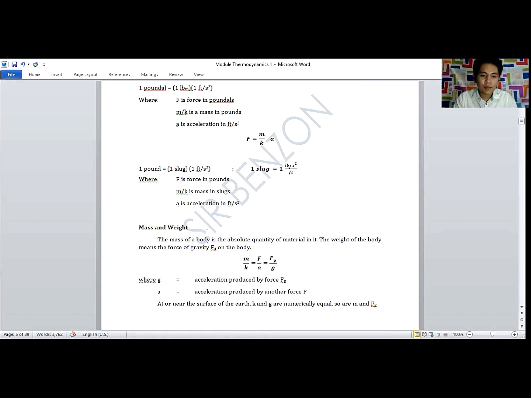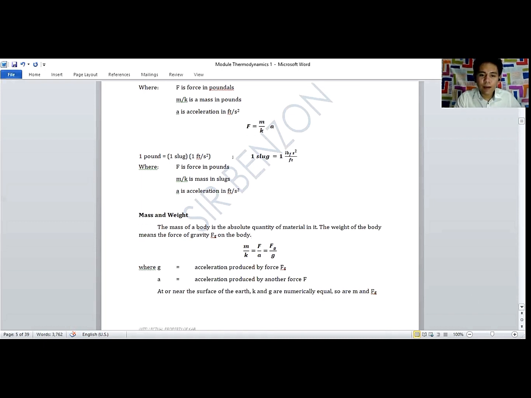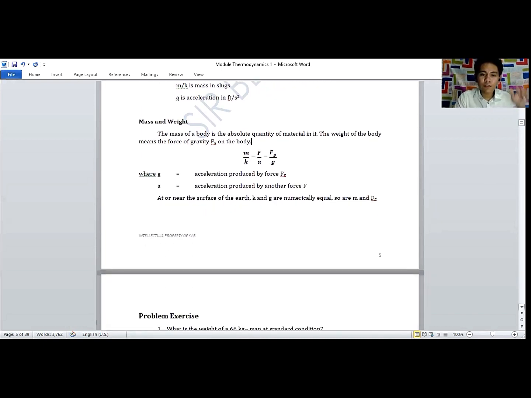Now, in terms of mass and weight, the mass of a body is the absolute quantity of material in it. The weight of the body means the force of gravity, Fg, on the body. Mass over k equals F over a equals Fg over g. In terms of mass and weight, just like what I said, it comes from the mother equation of force equals mg. Force equals ma for the acceleration.